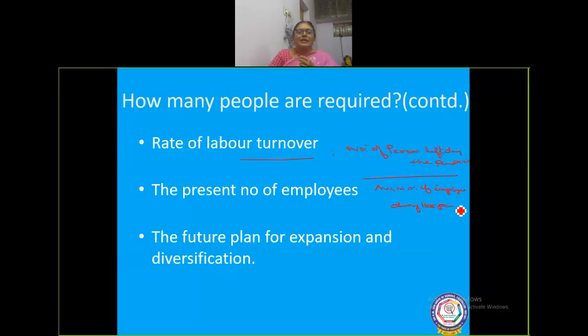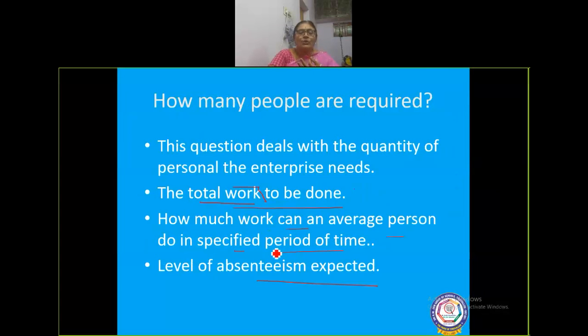Right. Now the present number of employees, and future plans for expansion and diversity. So how many people are required? All that depends upon your future product. You should make sure of it with the type of work you have and the type of people you require.